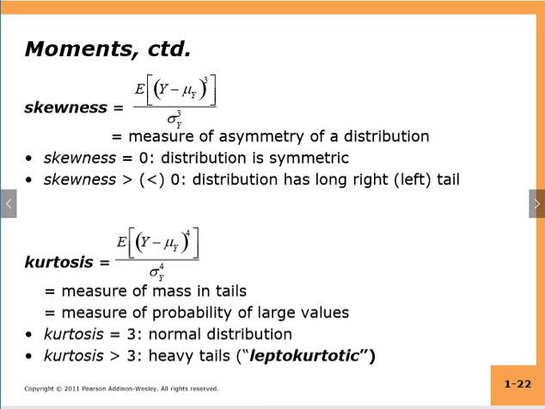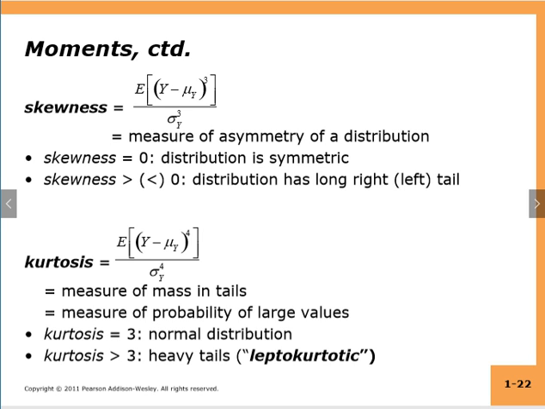So when it is a symmetric distribution, the skewness is said to be 0, and when the distribution has a long right tail, then the skewness is positive, and when the distribution has a long left tail, then the skewness is negative. And the fourth moment is known as the kurtosis.